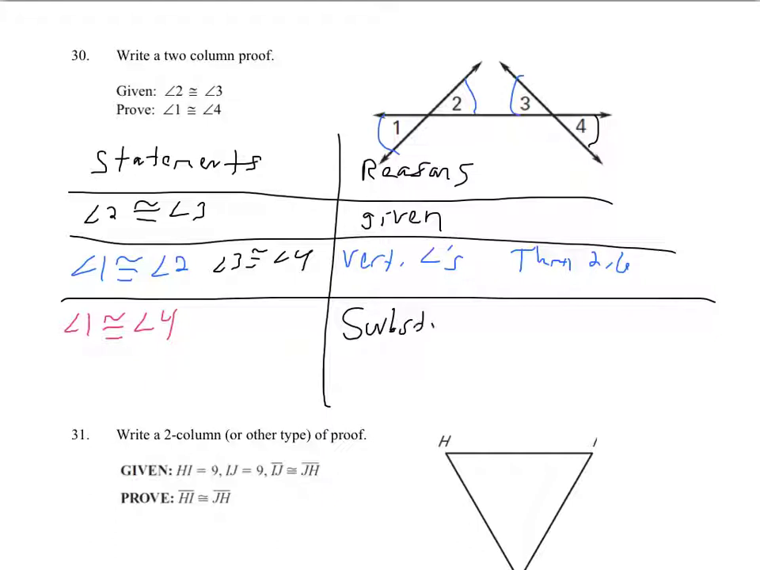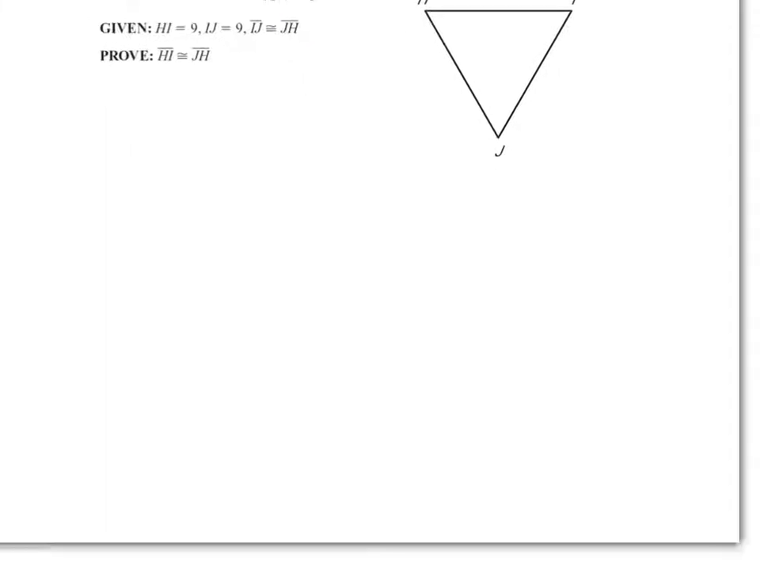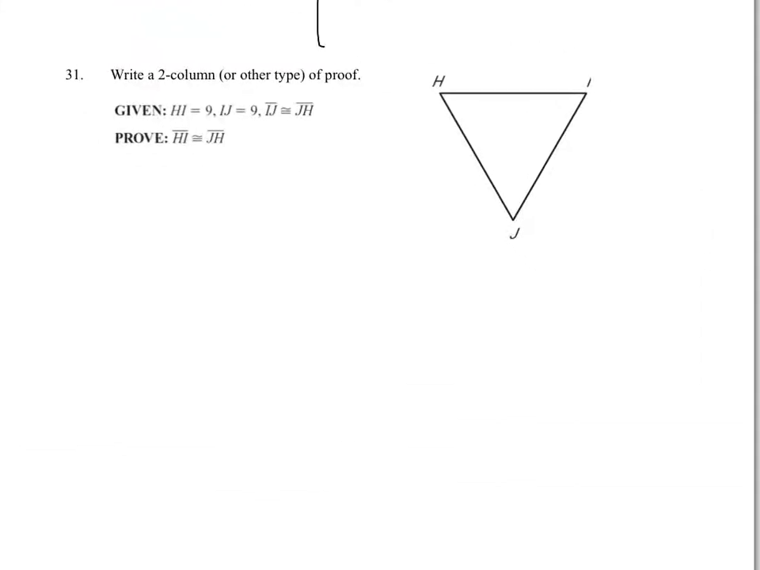that's substitution. Sometimes substitution and transitive are very similar, but here we really should not use transitive because look, we have 4 separate angles. The transitive property is always about 3 angles at a time. So there it is. Okay, the last one here, number 31.